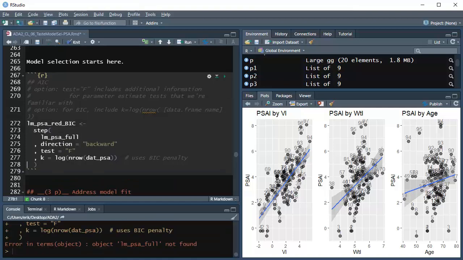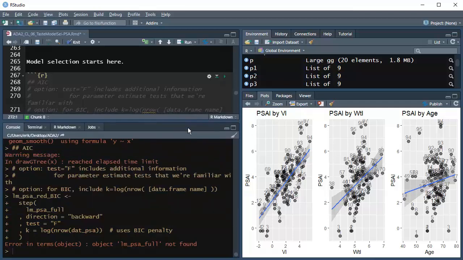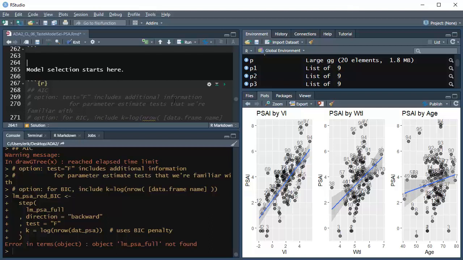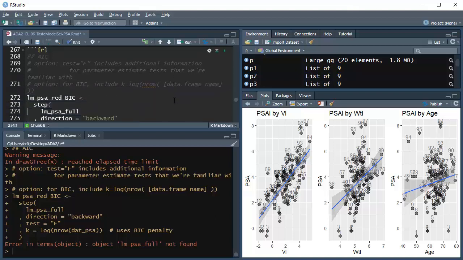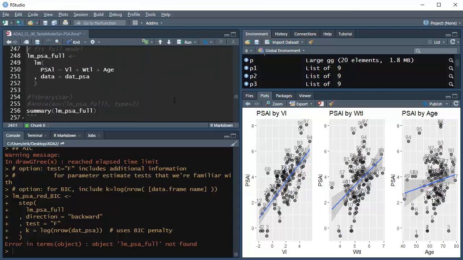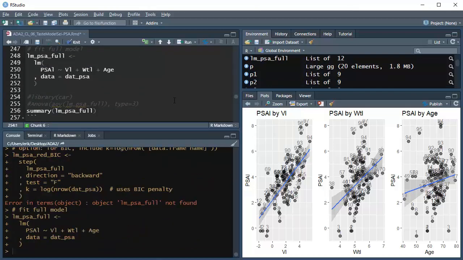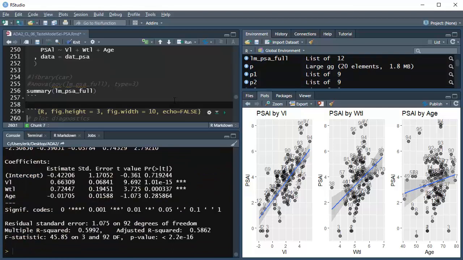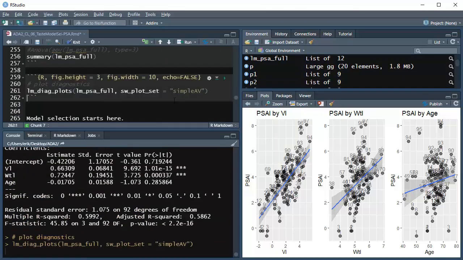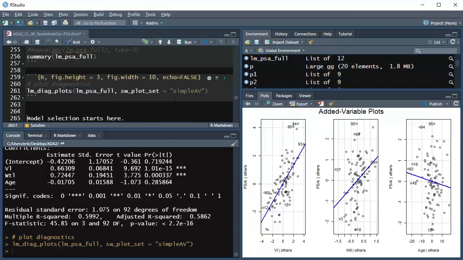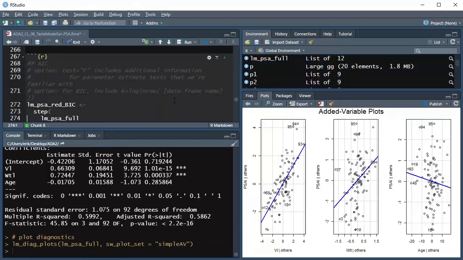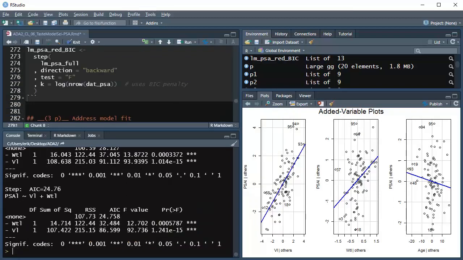Oh, rats. Let's see, so it didn't like that. Did I make a mistake, lm PSA full, lm PSA full? Oh, maybe I didn't run these before. I think we were just looking at them on the original. I don't know why that didn't work. Anyway, it's working now. I must not have run that code before.